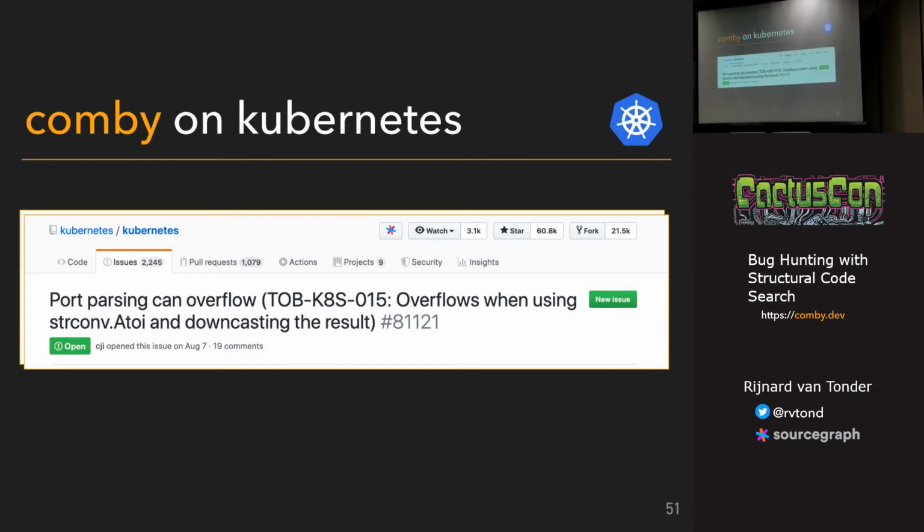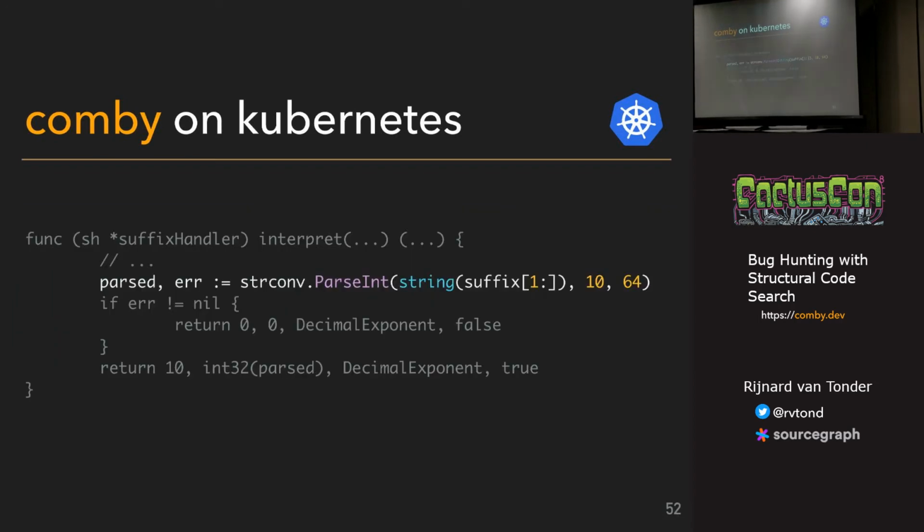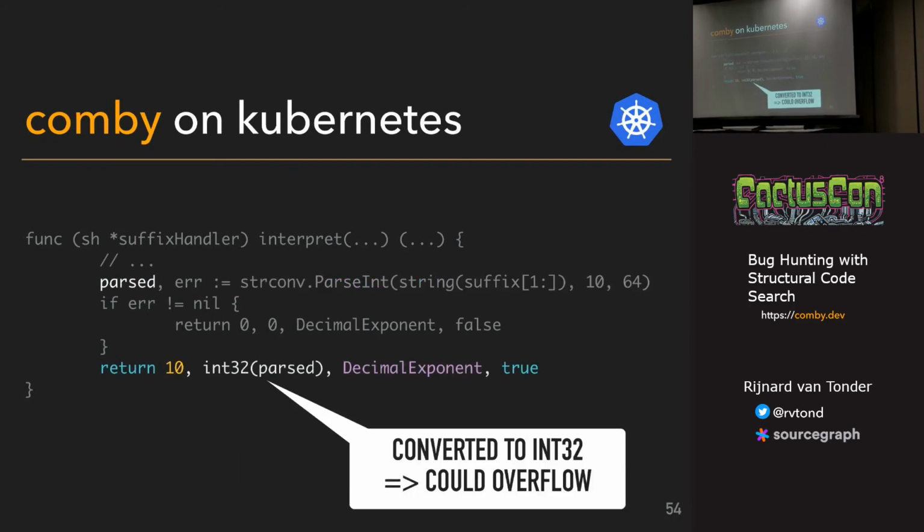So in Kubernetes, there's still an open issue about integer overflow. When parsing integers from user inputs or configuration files, what happens is that we have code like this, where there's this parsing operation. It parses an integer as a 64-bit width integer and is assigned to some variable. But later that variable is converted to an integer with fewer bits. So we lose information. And what this means is that the integer could overflow.